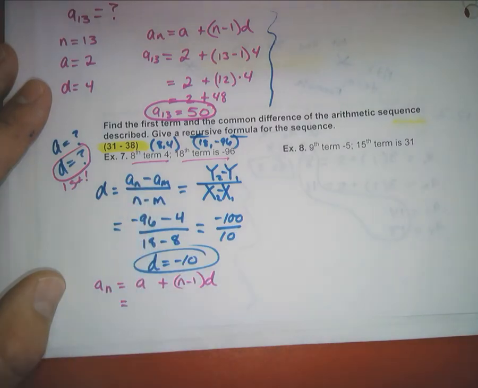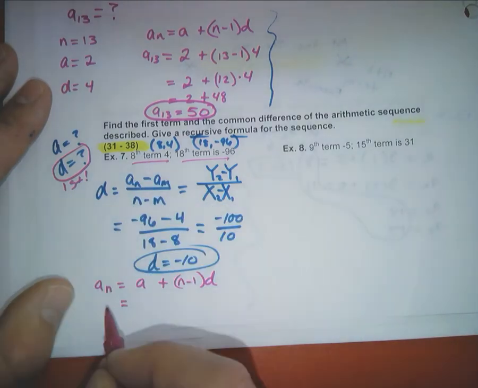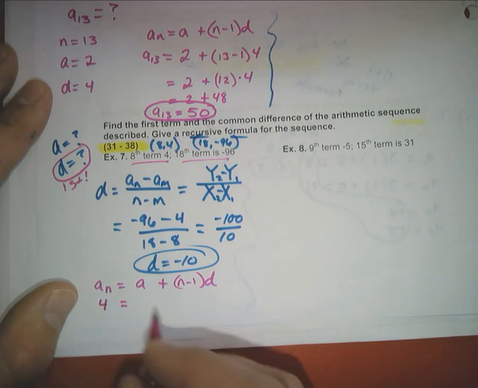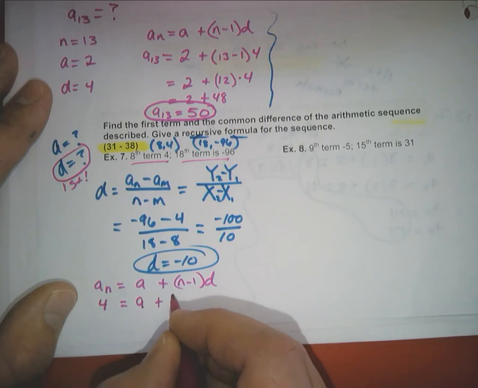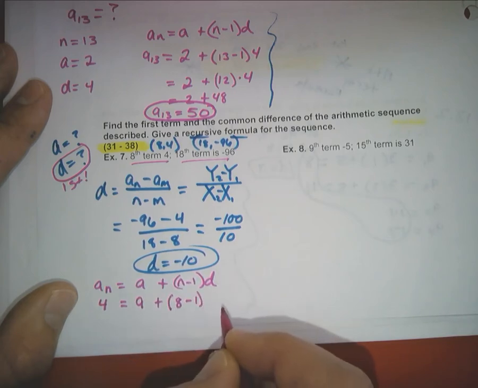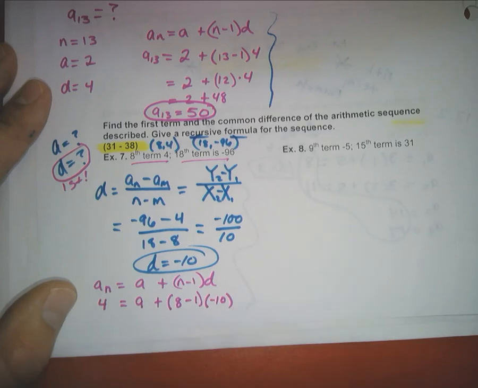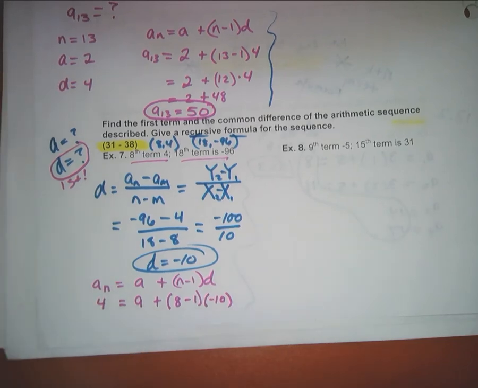I'm going to go ahead and just use the 8th term. The 8th term is 4. So the 4 is that term. I'm looking for A, the first term. N is what term it is. That's 8 minus 1. And then your common difference. This is where if you don't have the common difference, you couldn't go any further because you would have two unknowns. So we got 4 equals A plus 8 minus 1 times negative 10.